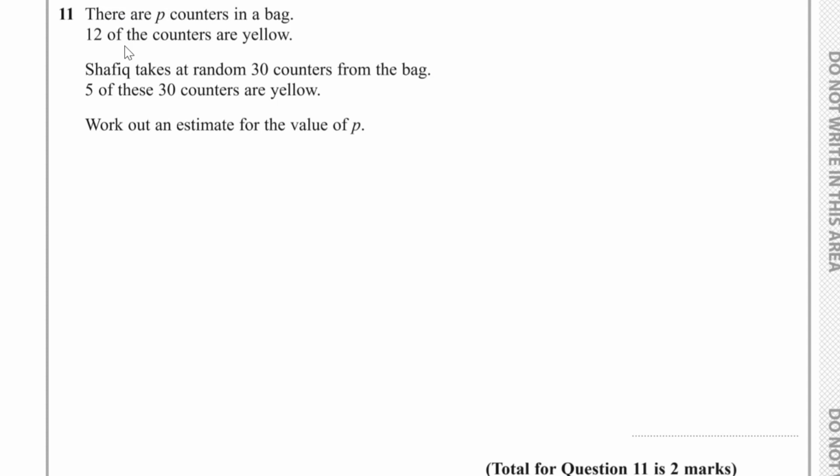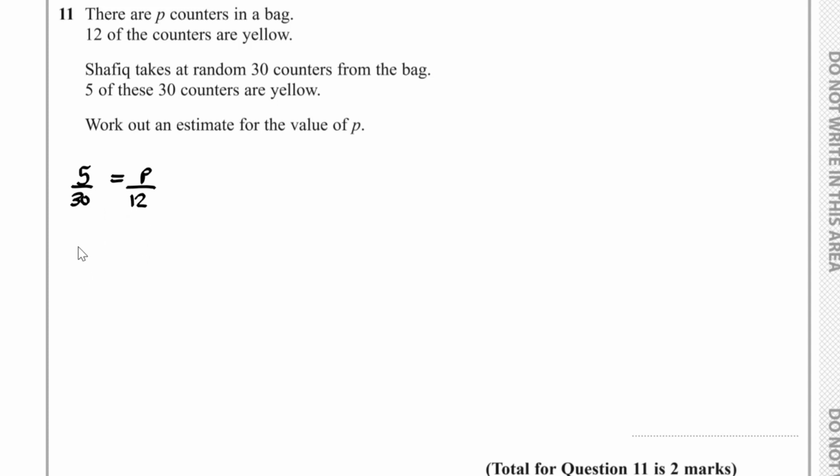Well, if we compare the pieces of information here, assuming that we have a proportional sample that is taken out, you can see here 5 of the 30 are yellow, and if you compare that with what we have over here, we see that P out of 12 are yellow.